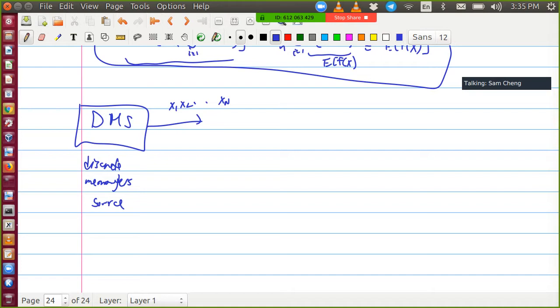Now for the law of large numbers, if we look at the empirical average of some function of x, let's say f(xi), we take the average, the empirical average of them, it will be equal to the expected value if n goes to infinity, right? So this is just the law of large numbers.